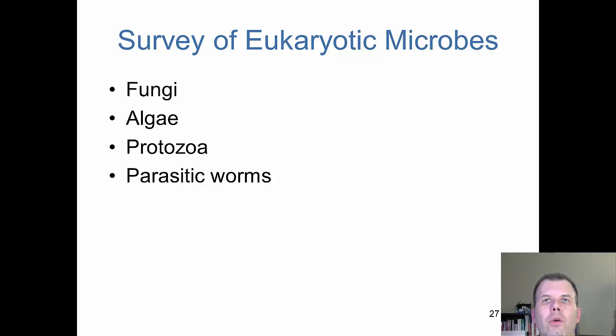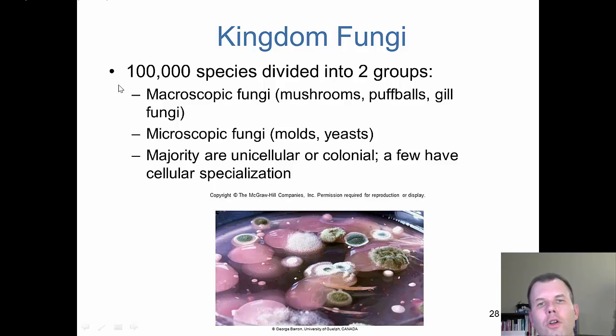All right, so let's start with the fungi. There are over 100,000 species that are divided into two groups. Really, we consider the macroscopic. These are your mushrooms and puffballs and things like this, things you can see. And then you have the microscopic, the ones that get people sick, the yeast, the mold, sometimes the mildew. Those are the microscopic, the ones you have to use the microscope for, obviously. Again, most are unicellular or colonial, and few have some cellular specialization.